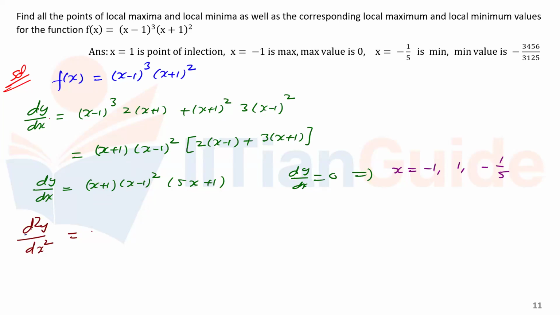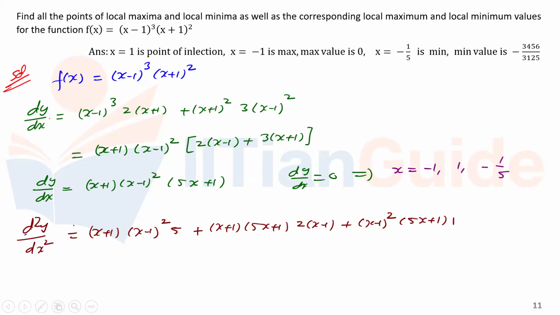Just wait. I'm writing (x plus 1), (x minus 1) whole square, and differentiating the third term, that is 5. Now I'm writing the first and the third term, (x plus 1) and (5x plus 1), and differentiating the middle term, that gives me 2 times (x minus 1). Now I'm writing the last 2 terms, (x minus 1) whole square into (5x plus 1), and if I differentiate the first one, that gives me 1. So this is the value of d square y upon dx square. But no need to simplify it.